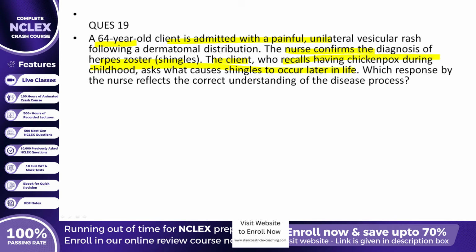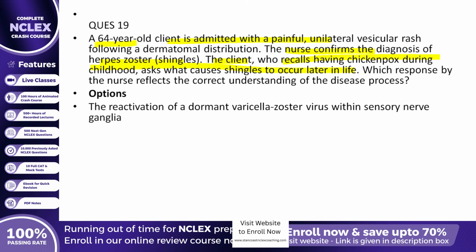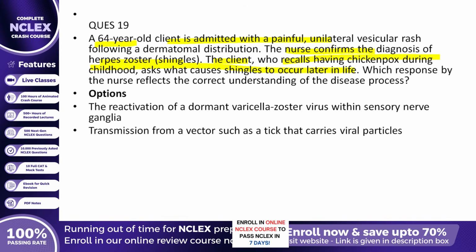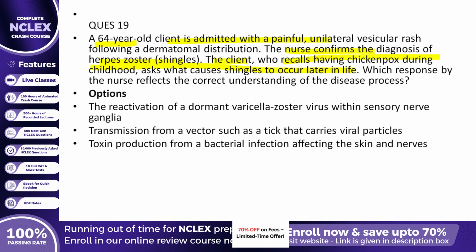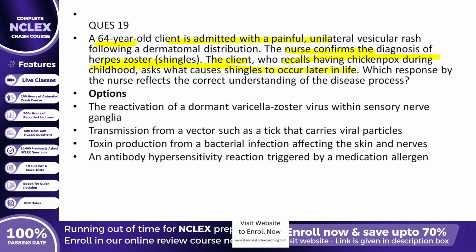Option 1 states that it is due to the reactivation of a dormant varicella zoster virus within the sensory nerve ganglia. Option 2 suggests transmission from a vector such as a tick, carrying viral particles. Option 3 proposes toxin production from a bacterial infection that damages the skin and nerves. And option 4 argues it results from an antibody hypersensitivity reaction triggered by a drug allergen. The correct answer is option 1, the reactivation of a dormant varicella zoster virus within sensory nerve ganglia.